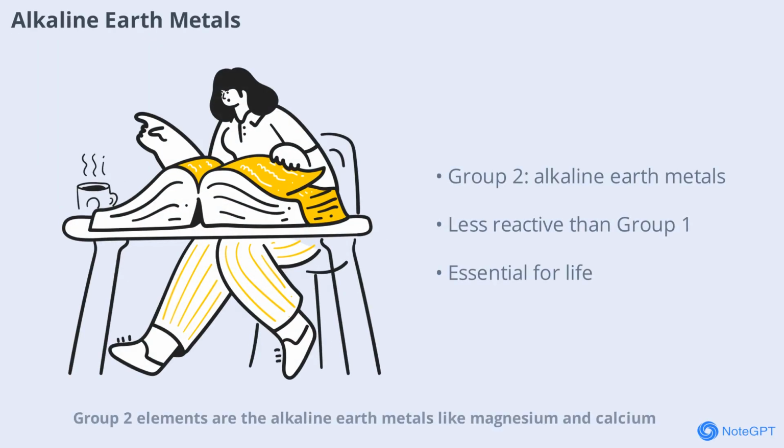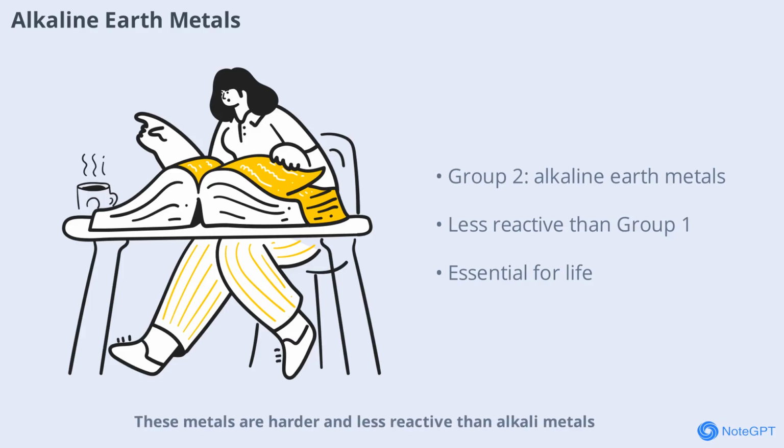Group 2 elements are the alkaline earth metals like magnesium and calcium. These metals are harder and less reactive than alkali metals, but they still react with water, though more slowly. They're important for life. Calcium is crucial for bones, and magnesium is vital for plants. Alkaline earth metals are also used in fireworks, construction, and medicine.